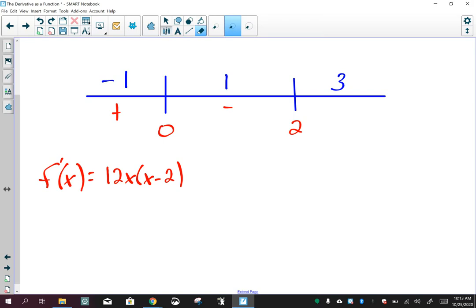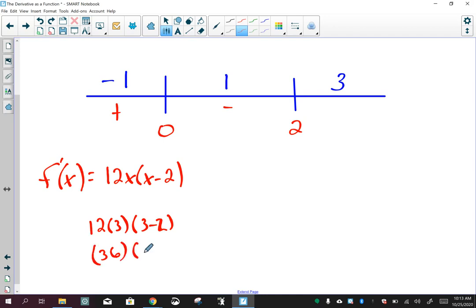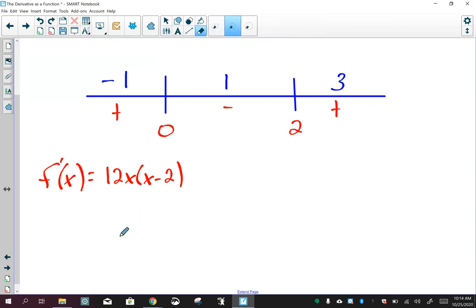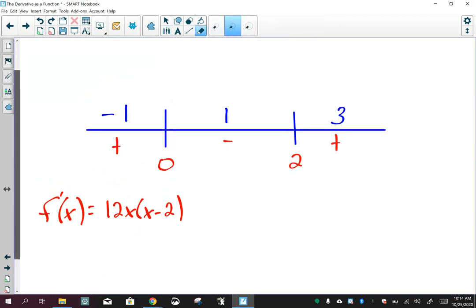And then I'm going to do the 3. So I get 12 times 3 minus 2. So I get 36 times a 1. So I get a positive. So notice I didn't care about the actual numbers themselves. All I cared about was the sign.